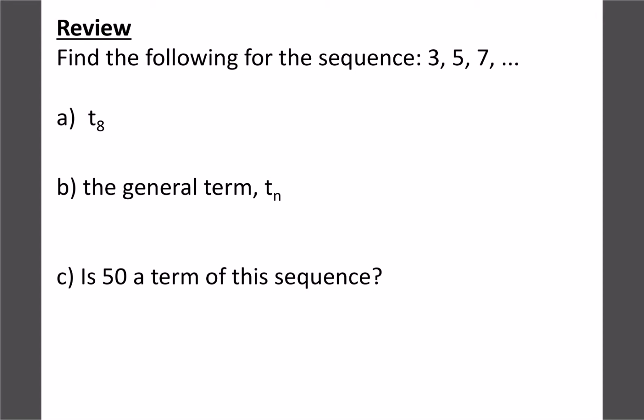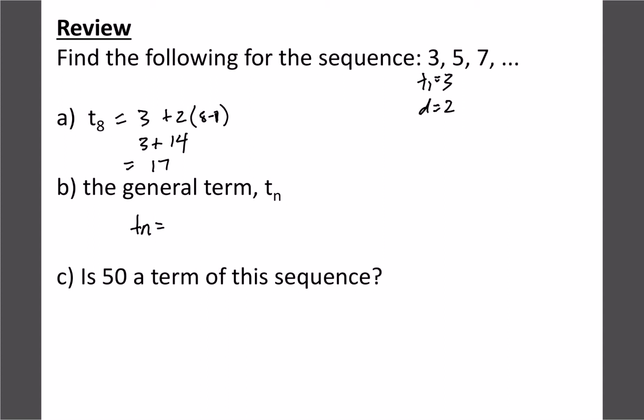So if we have our sequence 3, 5, 7, we're looking for term 8. Remember, we'd have term 1 is 3, and our d is 2. So we could actually just plug that in. So we'd have 3 plus 2 times n minus 1, so 8 minus 1 is 7. So we'd have 3 plus 2 times 7 is 14, which would give us 17. So pretty basic formula. Our general term would be the same thing, except we don't know what term number we want, so we just leave that out.